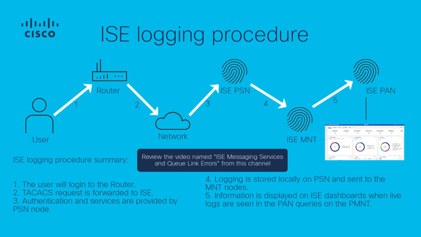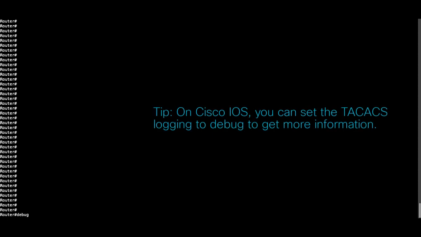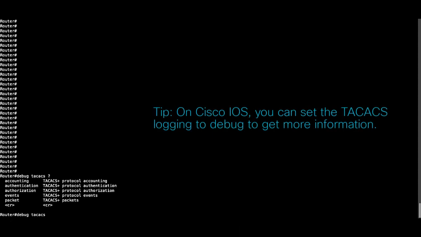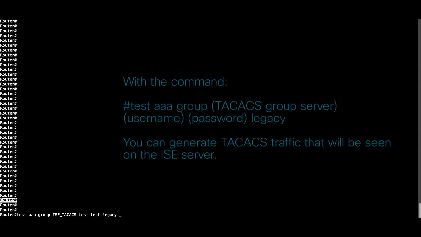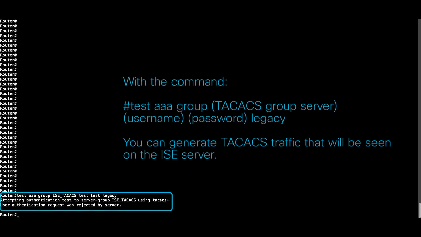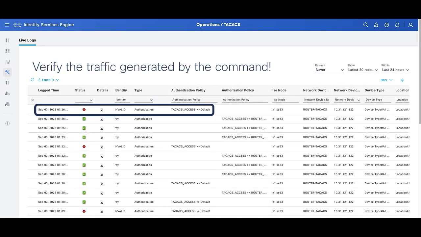The way in which the device is going to generate TACACS traffic is through the login and the access to the device itself. However, you can generate traffic on Cisco IOS with the command test aaa group, as it is displayed in this console. Use it as in the example with the username test and password test to confirm that traffic is being sent to the node.